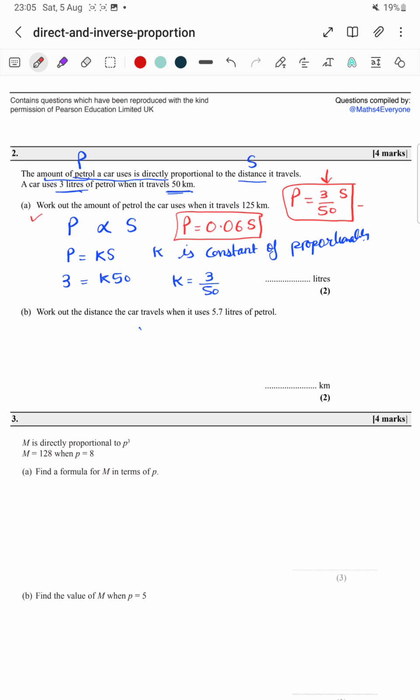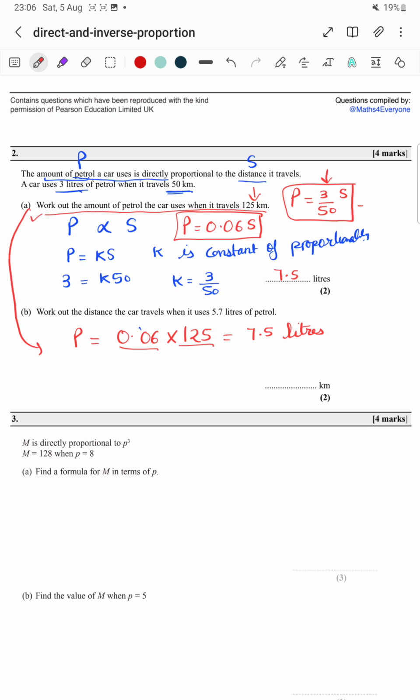Now the first question is, work out the amount of petrol the car uses when it travels 125 kilometers. This 125 kilometers is a distance. So P is equal to, this is the answer for the first part, P is equal to 0.06 and distance is 125. So I will multiply these two values, 0.06 and 125, and it will come out as 7.5 liters.